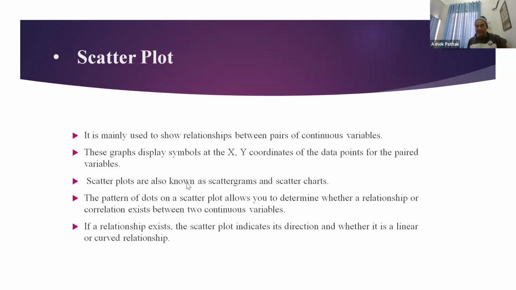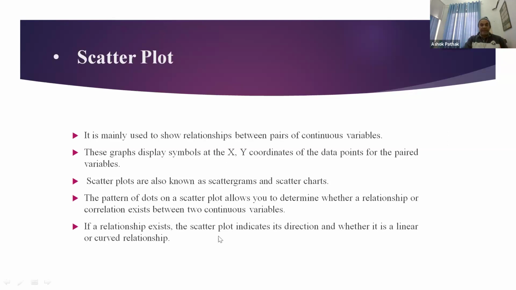on the basis of this scatter plot, we will decide whether we are going to do the simple linear regression or nonlinear regression. So this is a very important technique for the regression analysis. So what is it? It is mainly used to show the relationship between a pair of continuous variables. These graphs display the symbol at the x-y coordinate of the data point of the pair of variables. Scatter plots are also known as scatter diagram, scattergram or scatter charts. The pattern of dots on the scatter plot allows us to determine whether a relationship or correlation exists between the two variables or not.